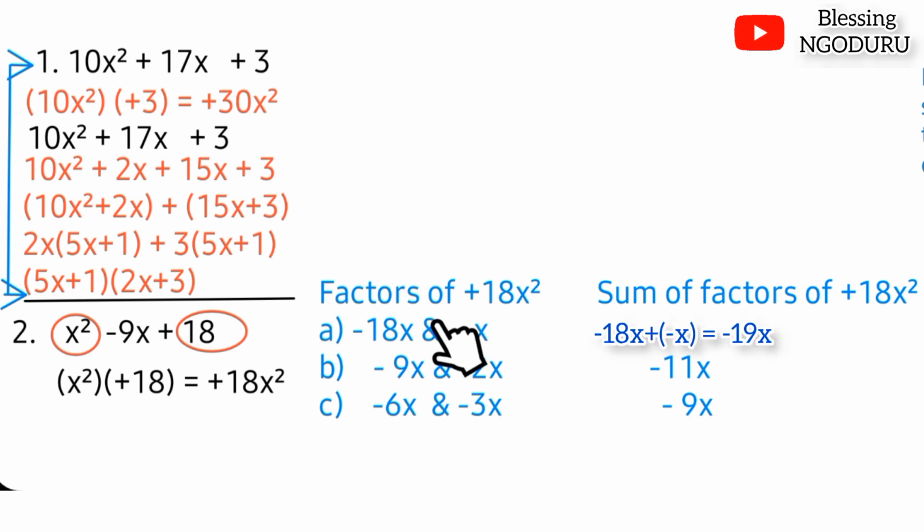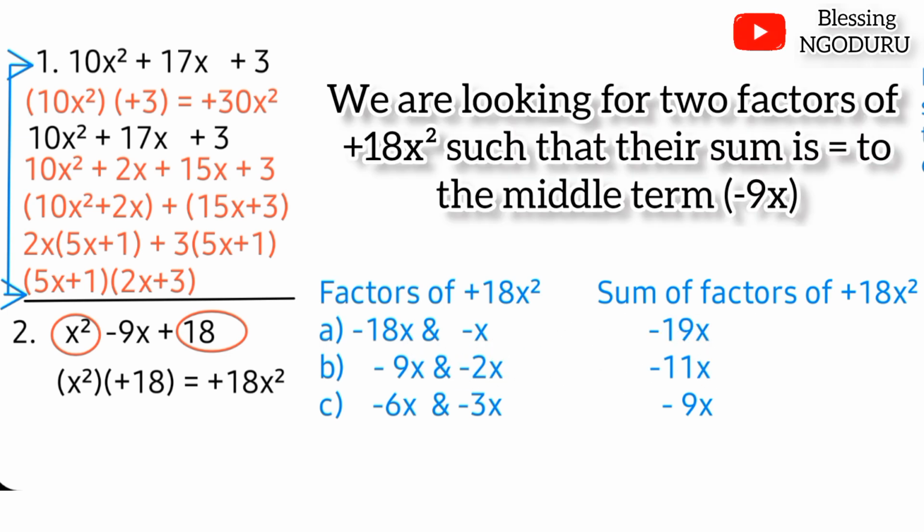Then when you sum these factors up, that is minus 18x plus minus x, gives minus 19x. Remember, we did say that we are looking for two factors of plus 18x² such that their sum is equal to the middle term, and our middle term here is minus 9x. So these two factors are expected to be equivalent to minus 9x, but here we have minus 19x.